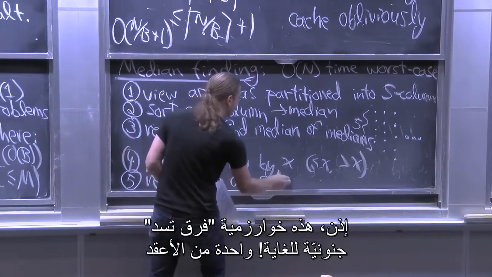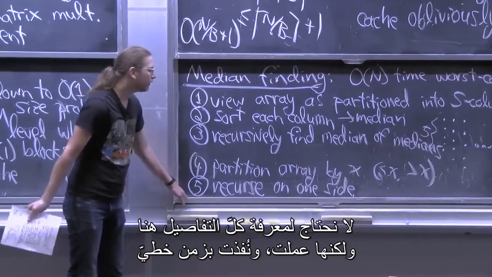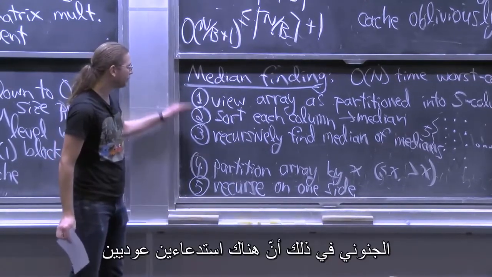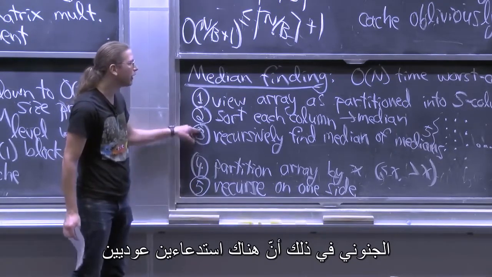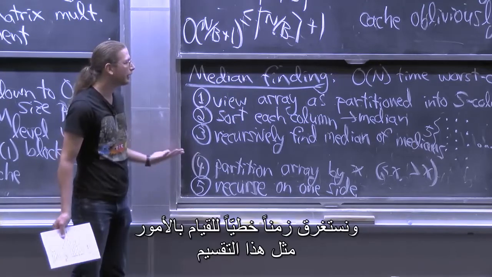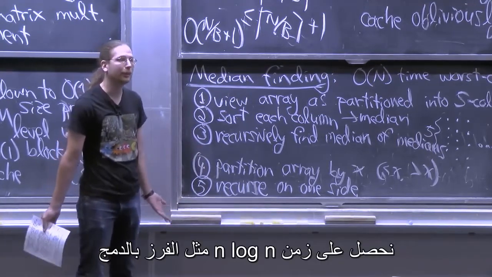So this is a pretty crazy divide and conquer algorithm, one of the more sophisticated ones. You don't need to know all the details here, just that it worked and it ran in linear time. What's crazy about it is there are 2 recursive calls. Usually, like in merge sort, when you do 2 recursive calls and spend linear time to do the stuff, like this partition, you get n log n time, like merge sort.